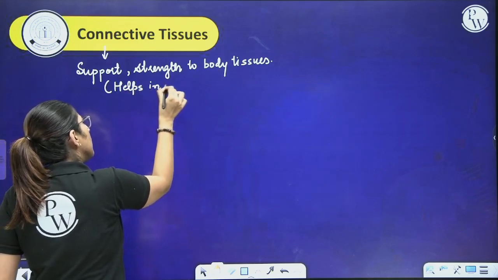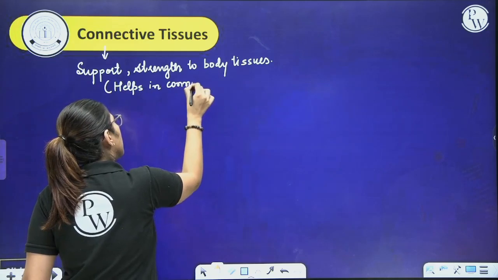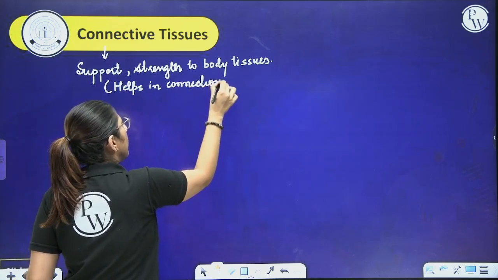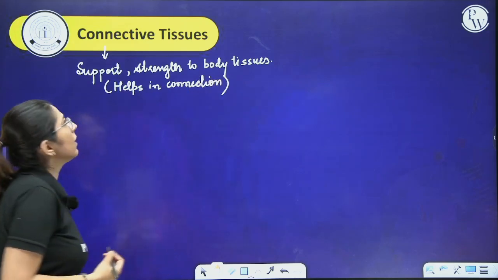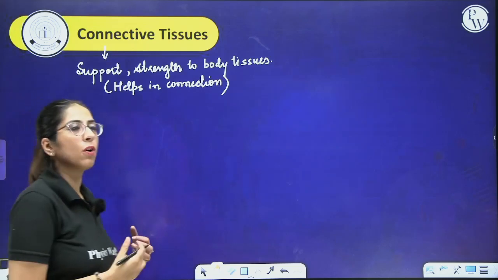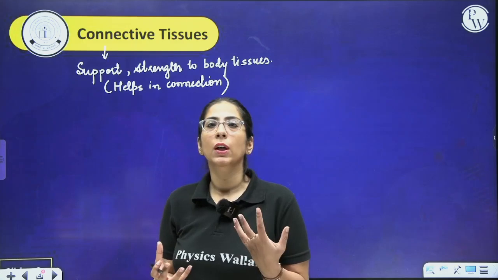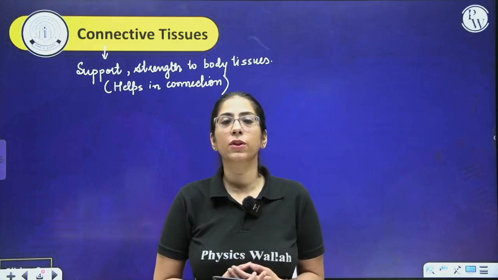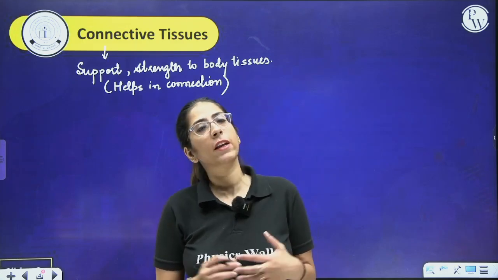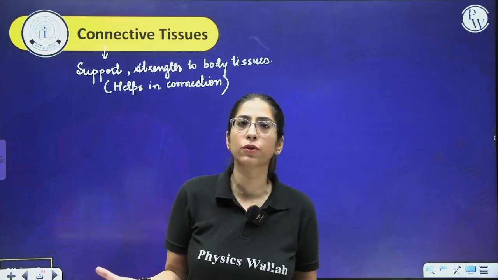Helps in connection. Right? It holds everything together. Connective tissue. In fact, when we talk about the bone, bone is also a connective tissue. When we talk about your cartilages, the tendons, etc., everything, they are what? They are your connective tissues only.